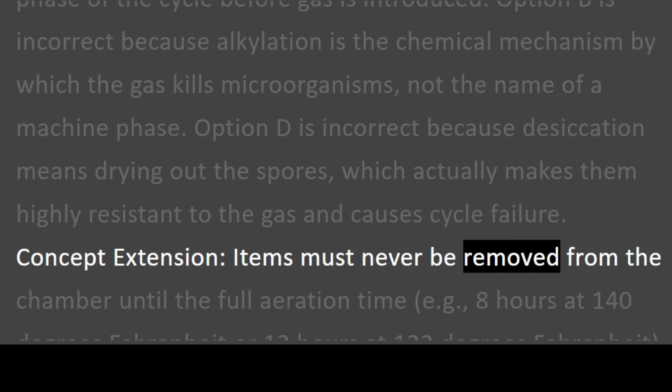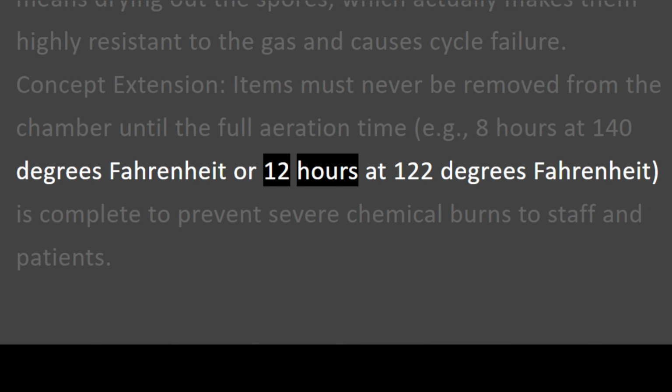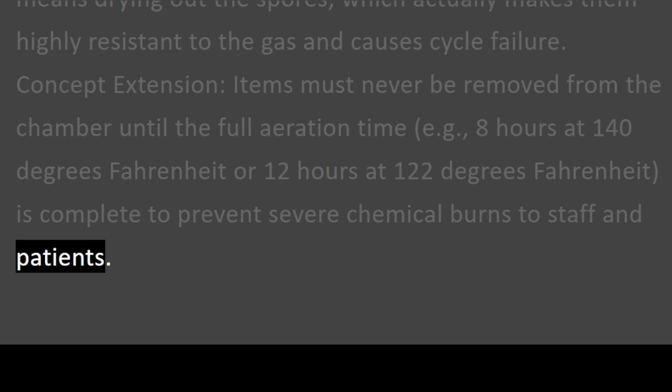Items must never be removed from the chamber until the full aeration time, e.g., 8 hours at 140 degrees Fahrenheit or 12 hours at 122 degrees Fahrenheit, is complete to prevent severe chemical burns to staff and patients.